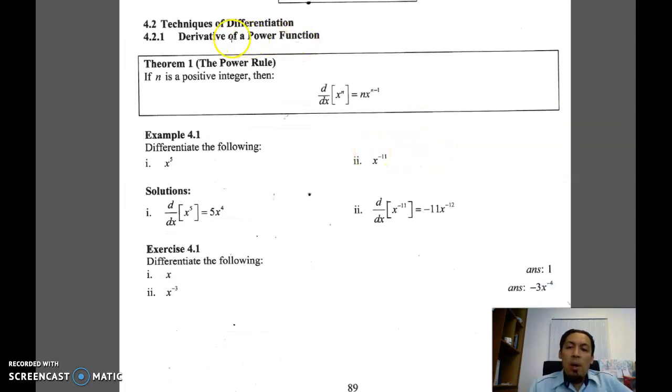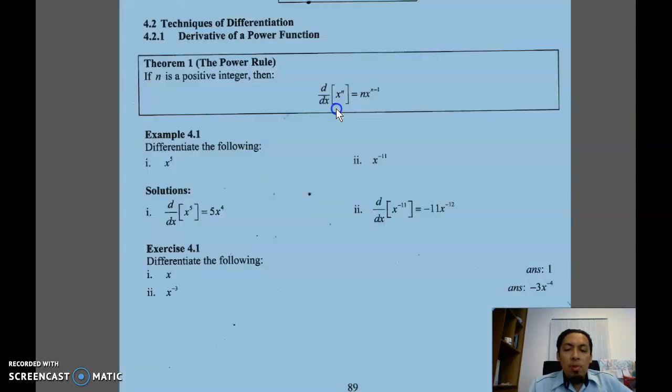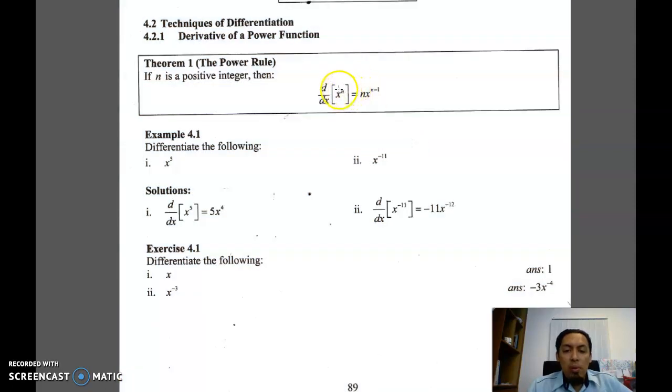The preset formula for power functions is this. Whenever you encounter a function or an equation that contains a power, for example x to the power of 5 or x to the power of negative 11, we can find the derivative of it by directly applying this preset formula. So how do we use this formula? When you have x to the power of n, any n, just pull the n down to the left side and subtract 1 from the power. So you'll get it like this.